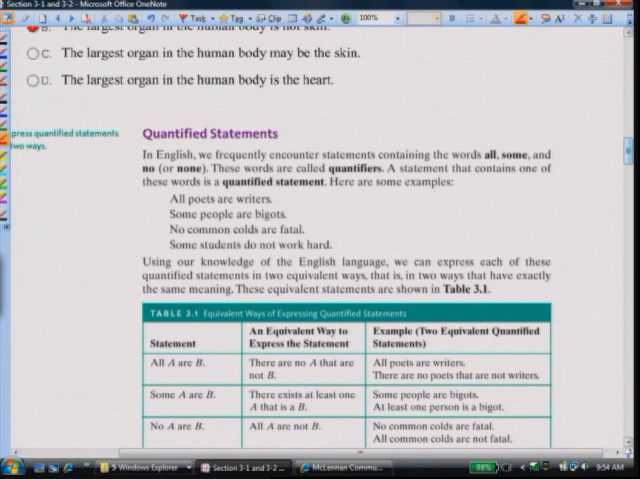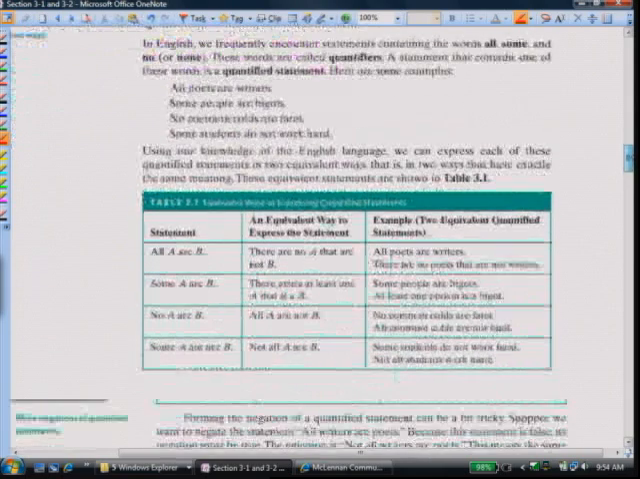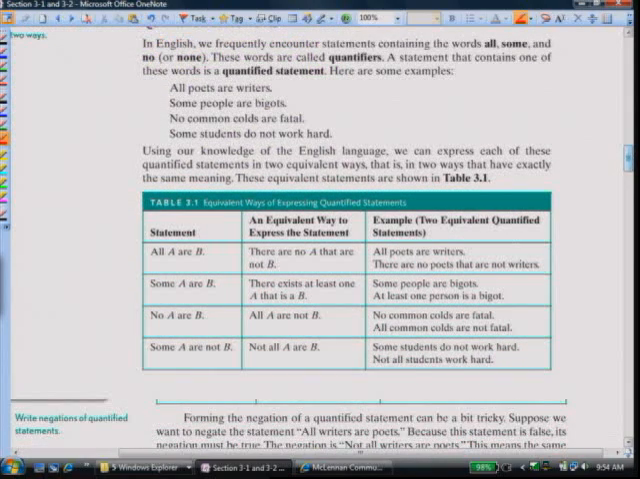Okay, so these are just a bunch of definitions. All poets are writers. That's a quantified statement. It's like some quantity, all of them. Some people are bigots. No common colds are fatal. Some students do not work hard. Using our knowledge of the English language, we can express each of these quantified statements in 2 equivalent ways. That is, in 2 ways that have exactly the same meaning.